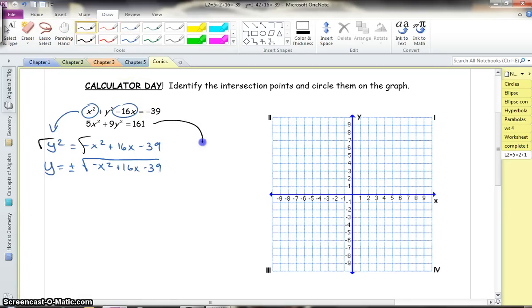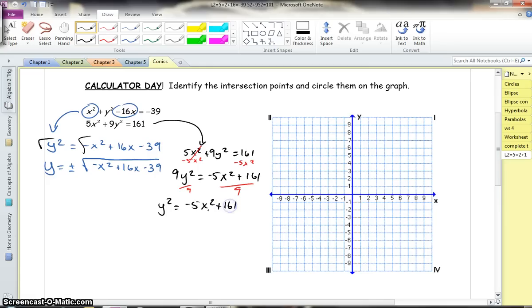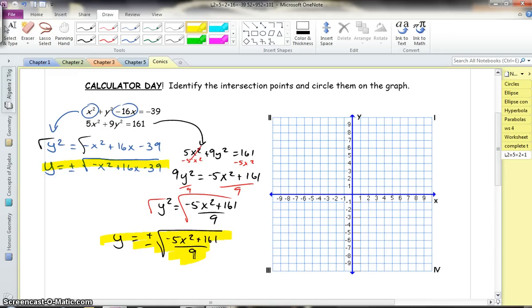Now let's take a look at this equation. So I have 5x squared plus 9y squared equals 161. So I'm going to move my 5x squared. So 9y squared equals negative 5x squared plus 161. I'm going to divide everything by 9. So y squared equals negative 5x squared plus 161 over 9. And then square root both sides. And I get y equals plus or minus the square root of negative 5x squared plus 161 over 9. Now, there's no need to simplify any of this. It's all there. Leave it as is. Get y by itself and let the calculator do the thinking for you.